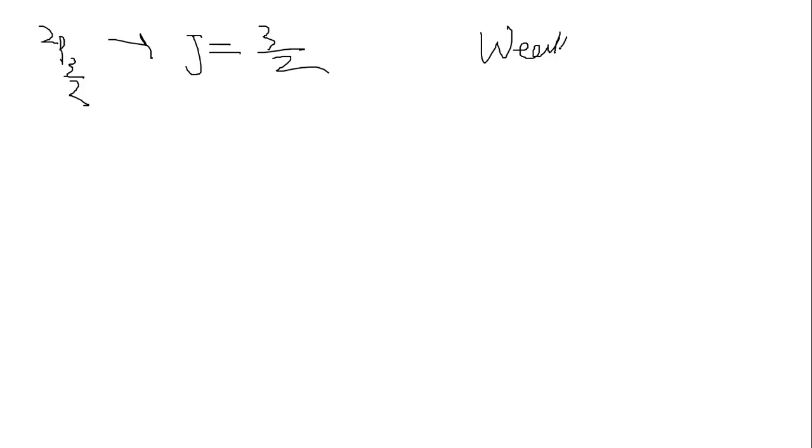So we now want to calculate the number of levels into which the state 2p3/2 will be splitting. For 2p3/2 we have j equals 3/2, and we want to find the splitting in a weak magnetic field. So what do we mean by a weak magnetic field? The strength of the magnetic field is such that the coupling between L and S is not broken.